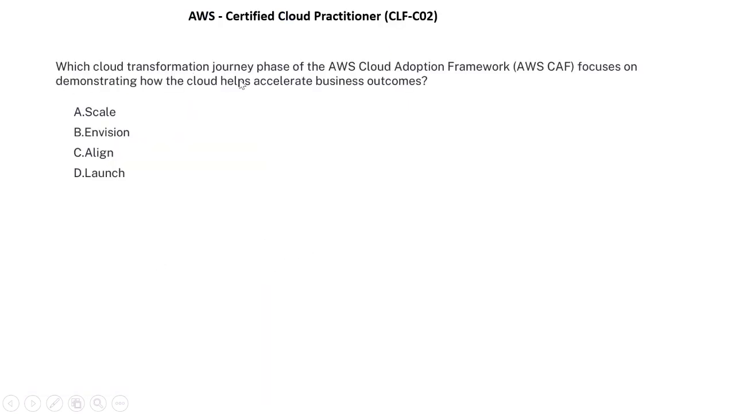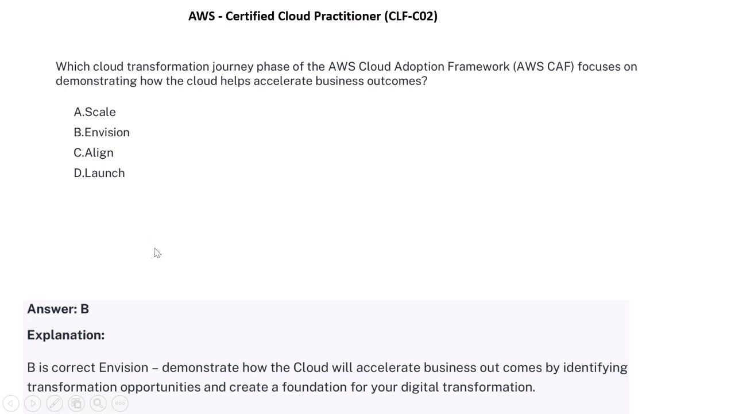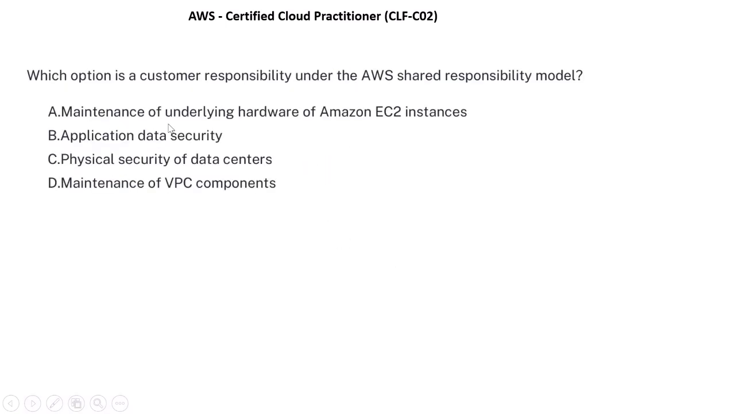Which cloud transformation journey phase of the AWS Cloud Adoption Framework focuses on demonstrating how the cloud helps accelerate business outcomes? The options are option A, scale. Option B, envision. Option C, align. Option D, launch. The correct answer is option B, envision. Envision demonstrates how the cloud will accelerate business outcomes by identifying transformation opportunities and creating a foundation for your digital transformation.